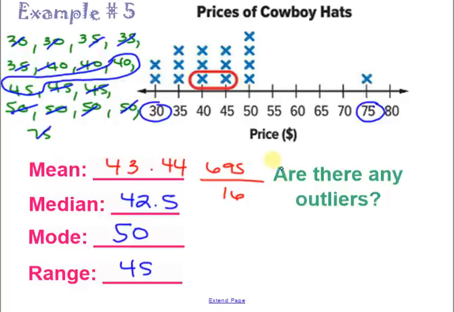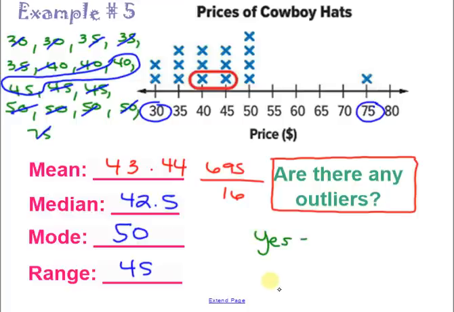Now, there's a question here, are there any outliers? So an outlier is a piece of data, like a number, that's very far away from the other pieces of data or the other numbers in the data set. So my question would be, if you look at this number line and you look at this line plot, is there a number that's far away from the other numbers? Are there any outliers? Yes.